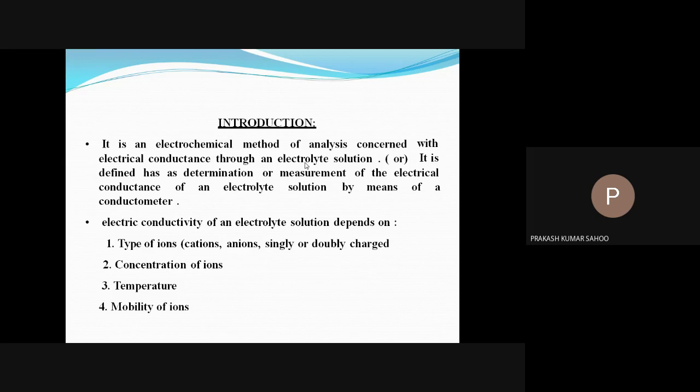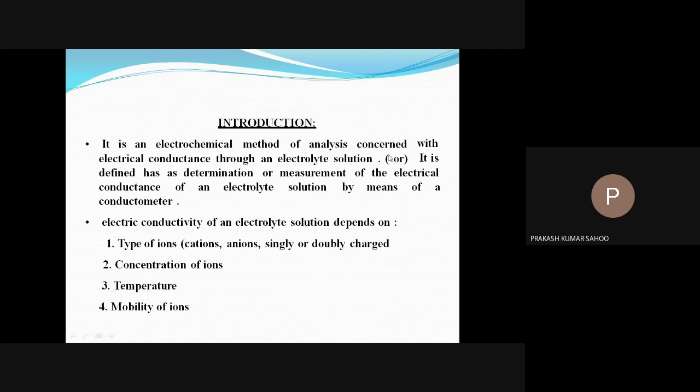For example, in our first class yesterday, I already mentioned that a copper electrode is dipped in copper sulfate electrolyte. That means copper sulfate is an electrolyte which ionizes or dissociates in the aqueous medium as Cu2+ ion and SO4 2- ion. That means it is an ionic electrolyte. Okay, electrolyte solution.